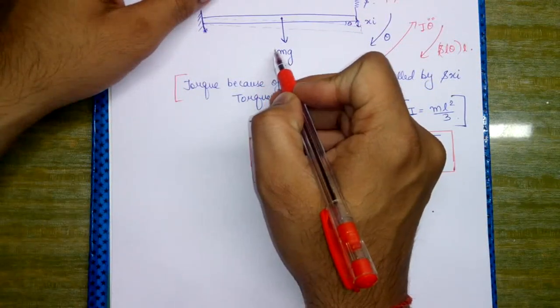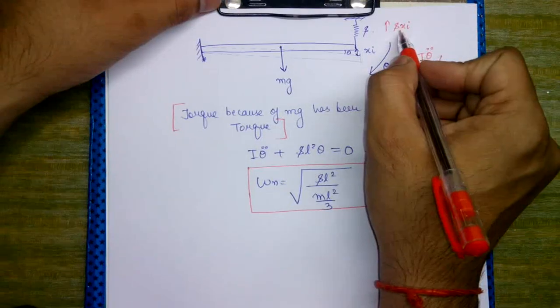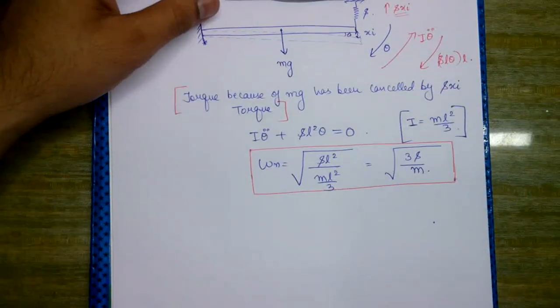So this is the natural frequency of this system, and we see that the torque because of this mg would be cancelled by the torque which would have been produced by s into xi.